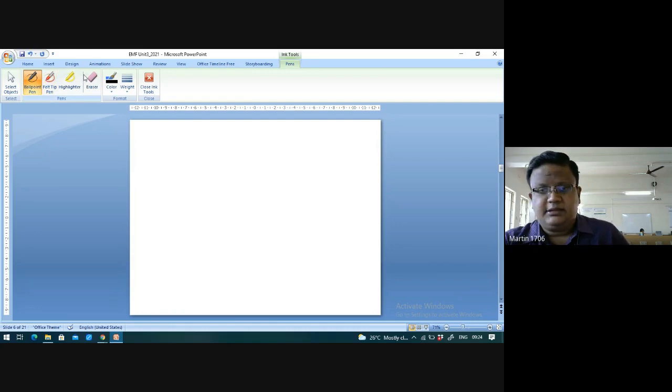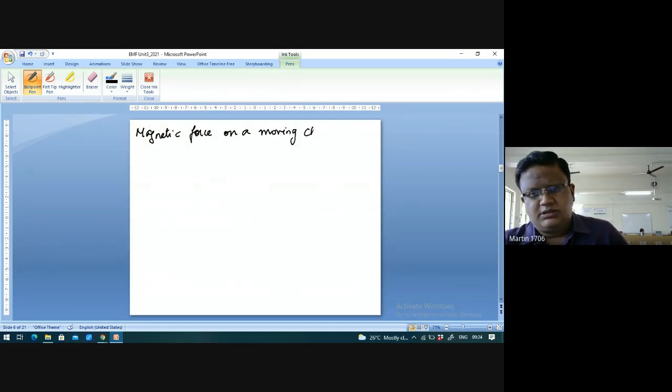Let me go with another concept called magnetic force on a moving charge. Sorry, magnetic force on the moving charge. Magnetic force on a moving charge. What is this, sir? Okay, so magnetic force on a moving charge.